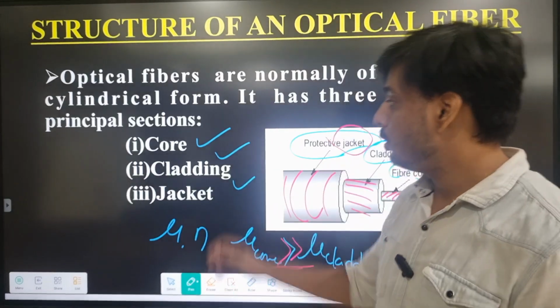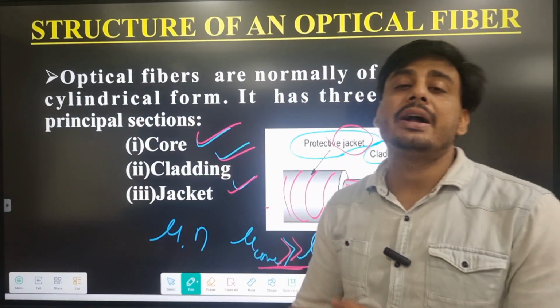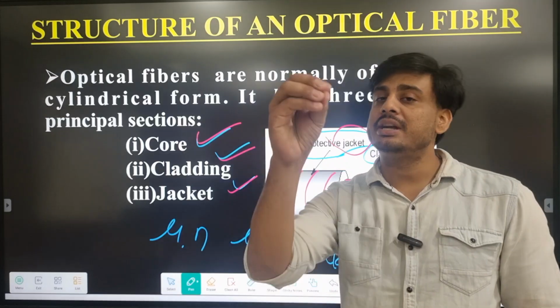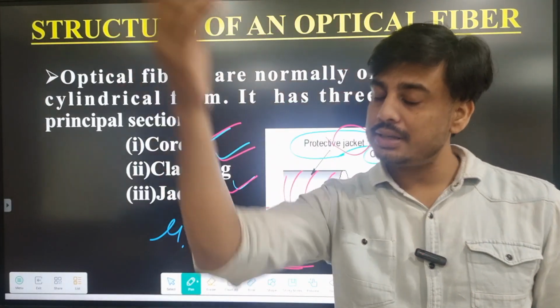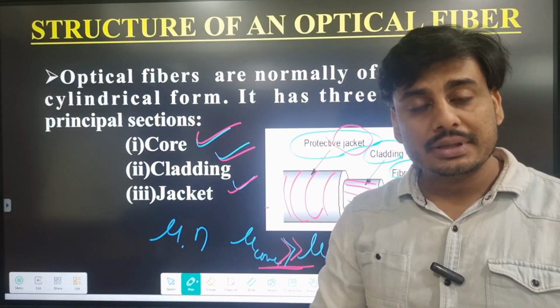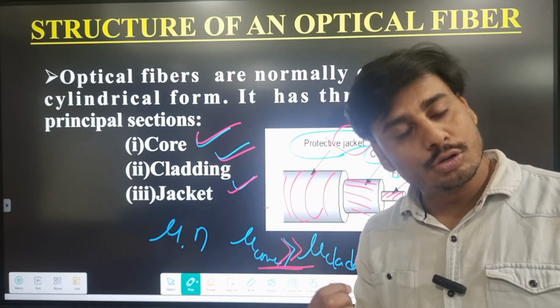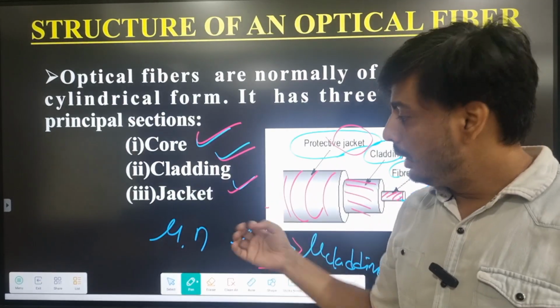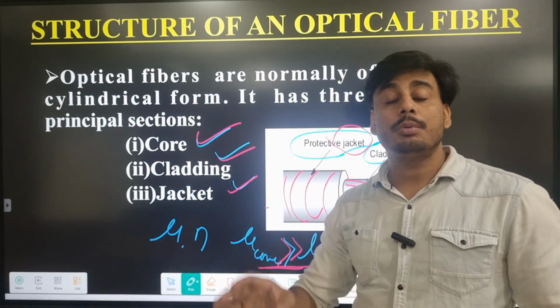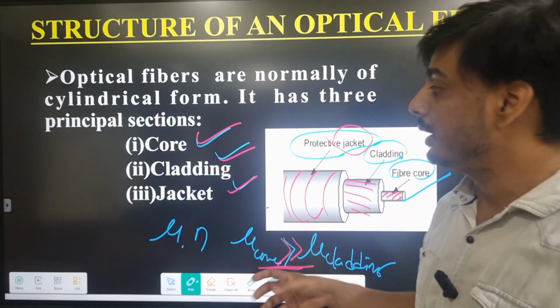Clear? So core, cladding and jacket, these are the three different parts of an optical fiber. Core is the central part having higher refractive index. Cladding is the part which covers the core, having slightly less refractive index as compared to that of the core. And this is the outer layer, made up of any type of polymer or synthetic material in order to protect both core and cladding.